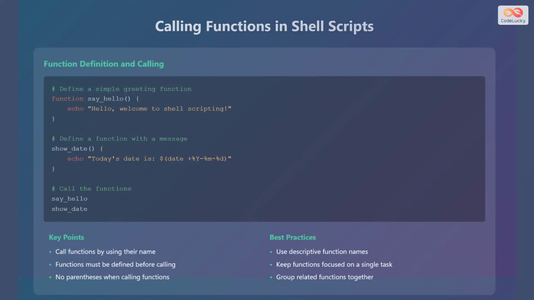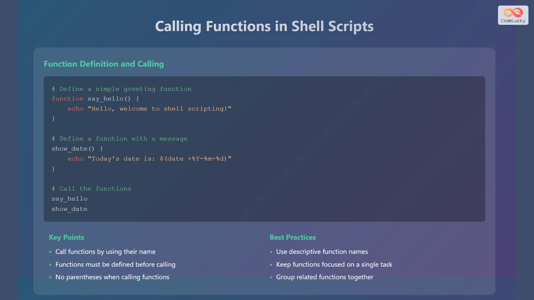Let's examine how to call or execute functions in shell scripts. First, we define a simple greeting function. We start by defining a function named say_hello. When called, this function will print the message, hello, welcome to shell scripting. Next, we define a function with a message. We define another function named show_date. This function will display the current date in the year, month, and day format.